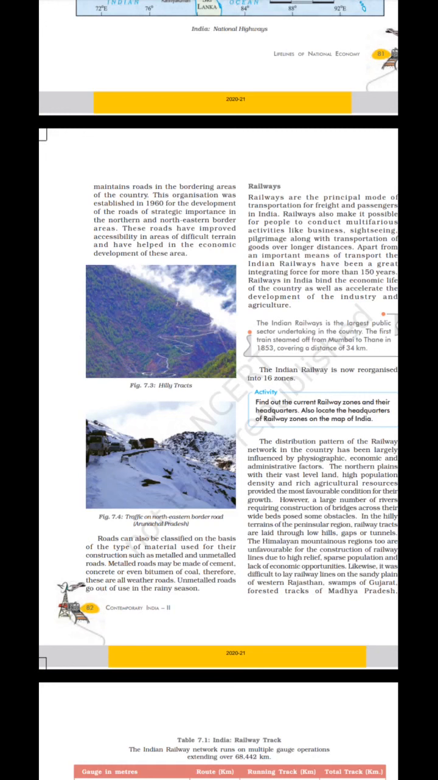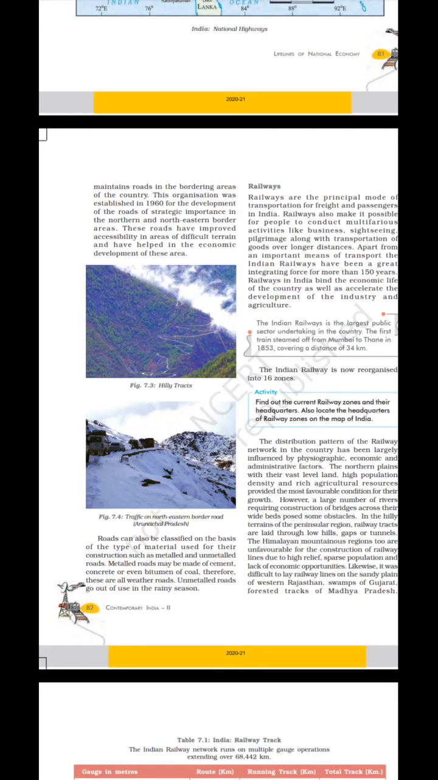Railways in India bind the economic life of the country as well as accelerate the development of industry and agriculture. The Indian Railway is the largest public sector undertaking in the country. The first train steamed off from Mumbai to Thane in 1853, covering a distance of 34 kilometers. The Indian Railway is now reorganized into 16 zones. Activity: find out the current railway zones and their headquarters. Also locate the headquarters of railway zones on the map of India.